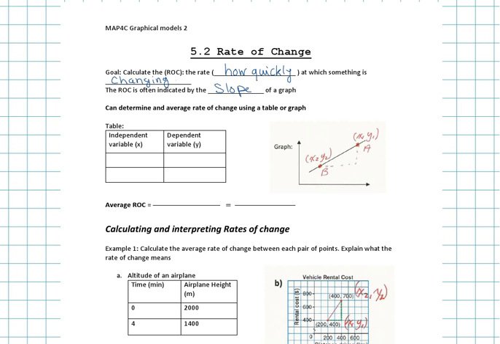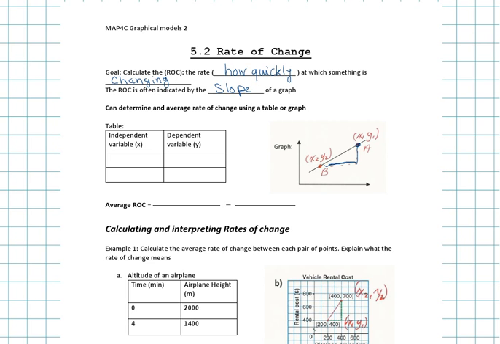Okay? So when you have a graph, you take 2 points on the line, and then you see how much did your point rise, how much did it run, and then the slope is rise over run. Which is easy using a graph.